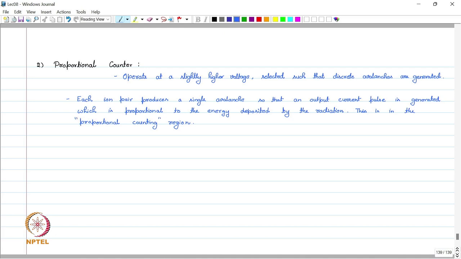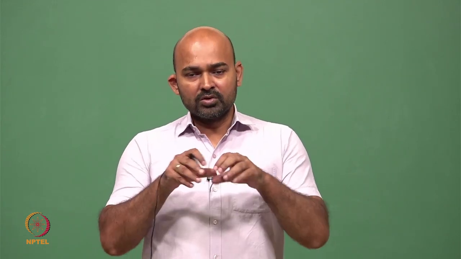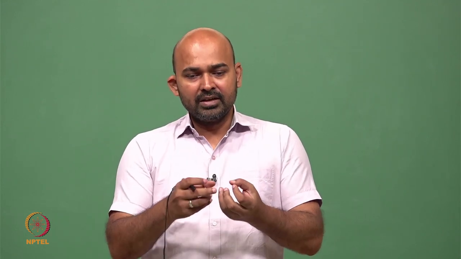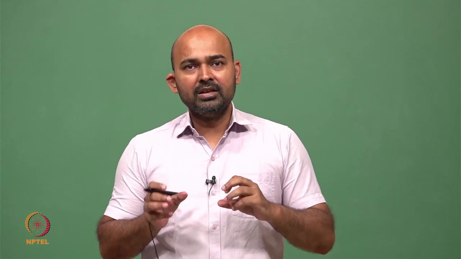So here in the proportional counter, we apply a little higher voltage so that these discrete avalanches come into the picture. They get generated and each ion pair produces a single avalanche, so that an output current pulse is generated because of this avalanche, because the avalanche suddenly releases a certain amount of charge, which appears as a pulse at the output if we measure the electrical signal. So this voltage is chosen so that the entire counter, or the detector, works in the proportional counting region. It means the avalanches are generated only in a discrete nature.